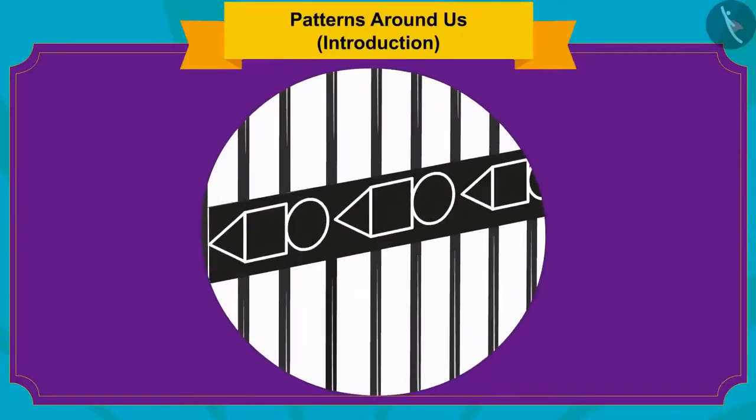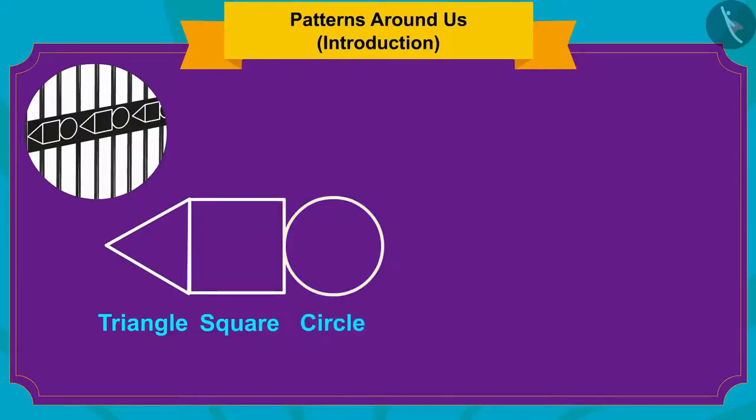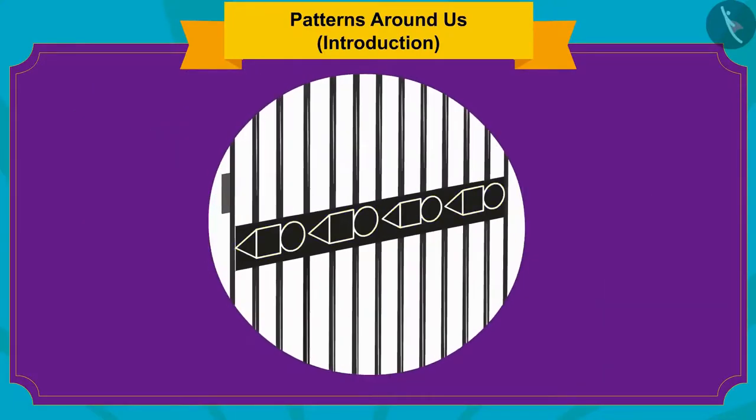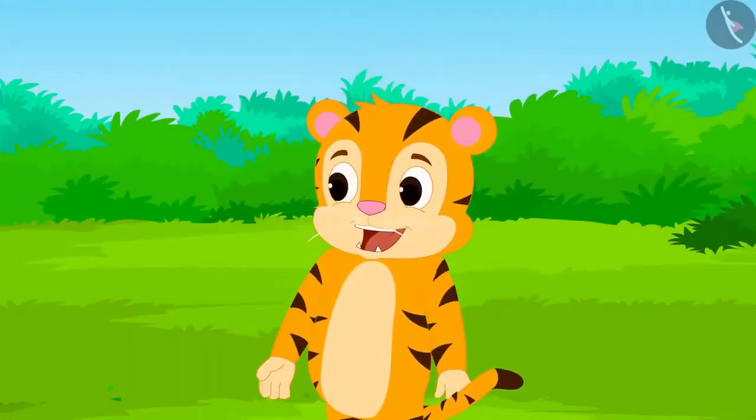If we look at the gate carefully, we will find that here, a triangle is formed first. Then, after that, one square is formed. And finally, a circle shape is formed. After the circle, the three shapes are repeated once again in the same order. In this way, a pattern has been made using shapes in this gate. Sher Khan was happy to recognize the pattern on the gate.